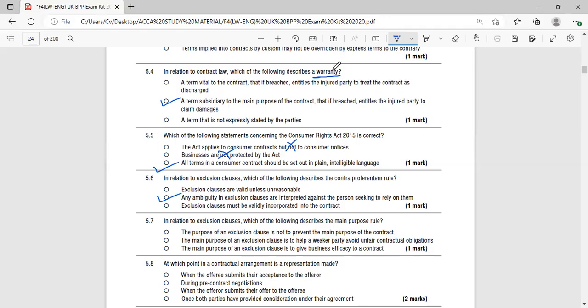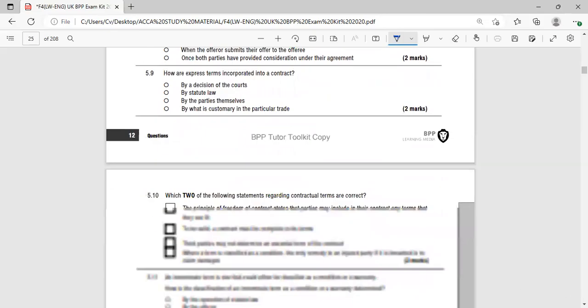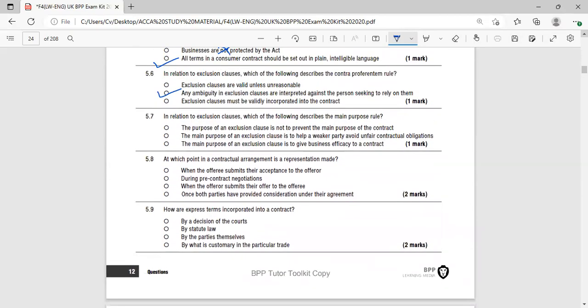Then he says, in relation to exclusion clauses, which of the following describes the main purpose rule? The purpose of an exclusion clause is not to prevent the main purpose of the contract. The main purpose of an exclusion clause is to help a weaker party avoid unfair contractual obligation. The main purpose of an exclusion clause is to give business efficiency to a contract. So what is the main purpose? The main purpose of an exclusion clause is not to prevent the main purpose of the contract.